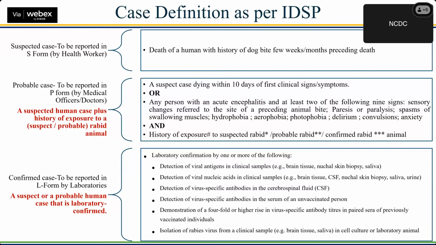into the Integrated Disease Surveillance Program. IDSP is one of the largest surveillance programs, which includes around 33 disease conditions, and we have developed a specific case definition for reporting purposes. A probable case is a suspect case dying within days of the first clinical symptoms, or any person with acute encephalitis and at least 2 of the following 9 signs and symptoms. These are at par with the WHO or CDC case definitions of human rabies. The laboratory-confirmed human rabies case definition was already discussed by previous speakers, so I will not touch on that.